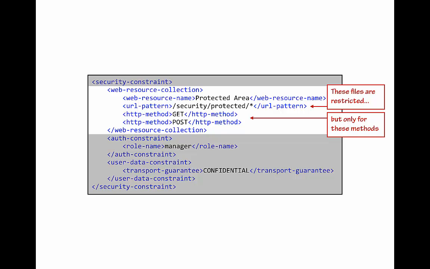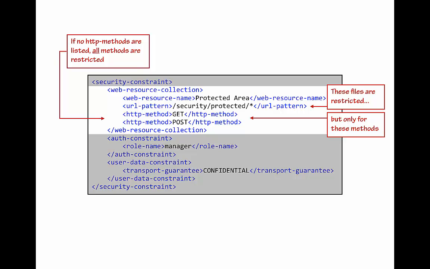However, keep in mind that the servlet that provides access to the file may only implement the doGet and doPost methods. If that is the case, then the other methods cannot be used anyway. Nevertheless, it may be a good idea to simply leave out all of the HTTP method elements. When you do, it means that the resources are restricted for all the HTTP methods.